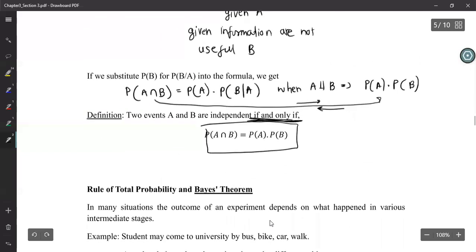Now there's something you should remember. Never, ever, ever assume independence.